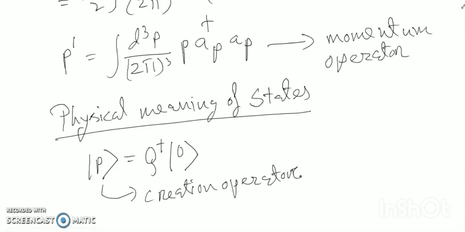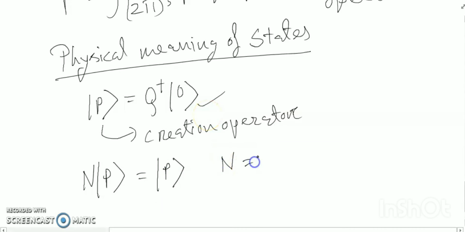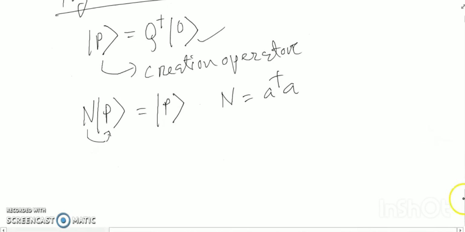If you use the number operator acting on the vacuum, this is the vacuum, okay, acting on the vacuum. So this is n into p equals to p. Okay, the number operator n, we know number operator n equals to a dagger a. If we let this operator act on the state, we will simply get one times the state. So there is only one particle here.